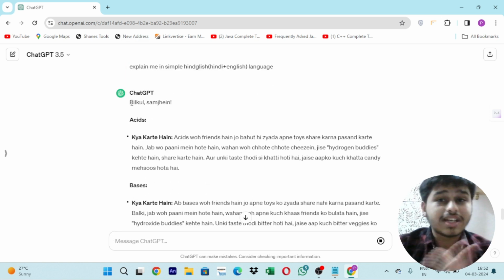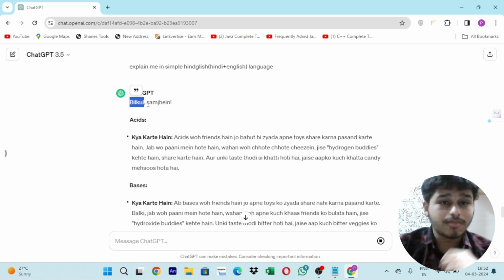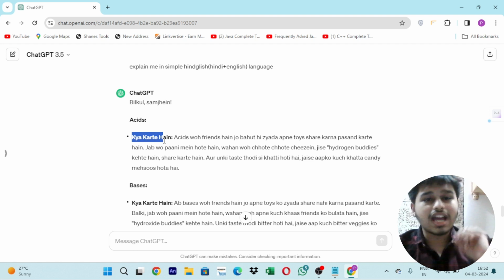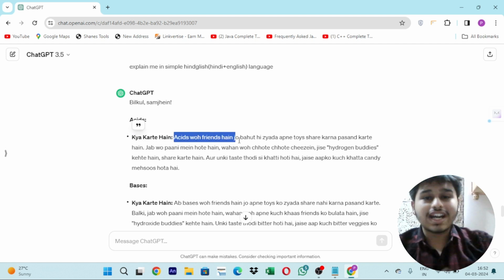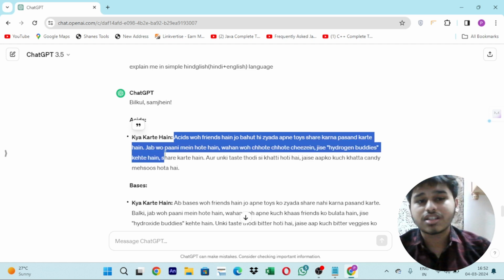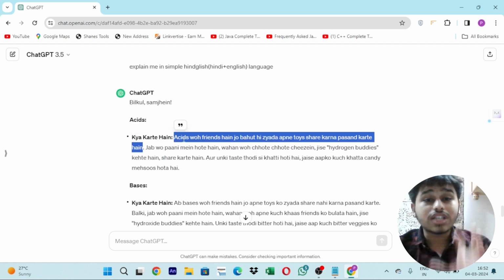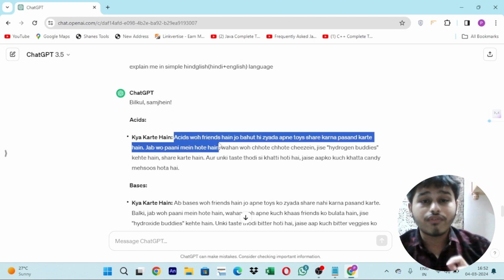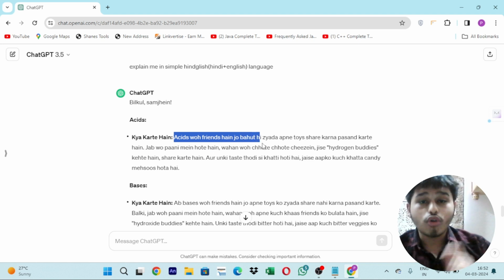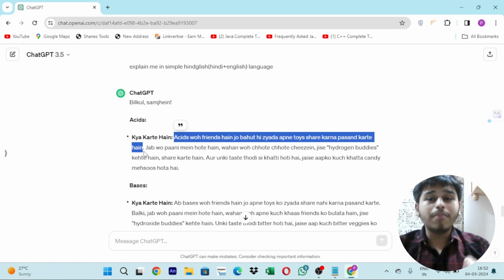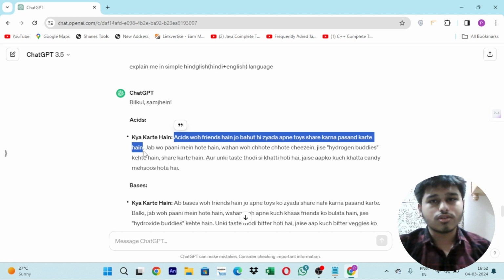See, now ChatGPT is saying, बिल्कुल समझे. Okay. Now acid क्या करते हैं. Now this, क्या करते हैं, एसिड वो फ्रेंड है जो बहुत ही ज्यादा अपने टॉय शेयर करना पसंद करते हैं. Means now ChatGPT is explaining this concept in Hindi, right? You can see over here, it is a mix of Hindi and English. You can see over here, right? ChatGPT can do this also if you want.